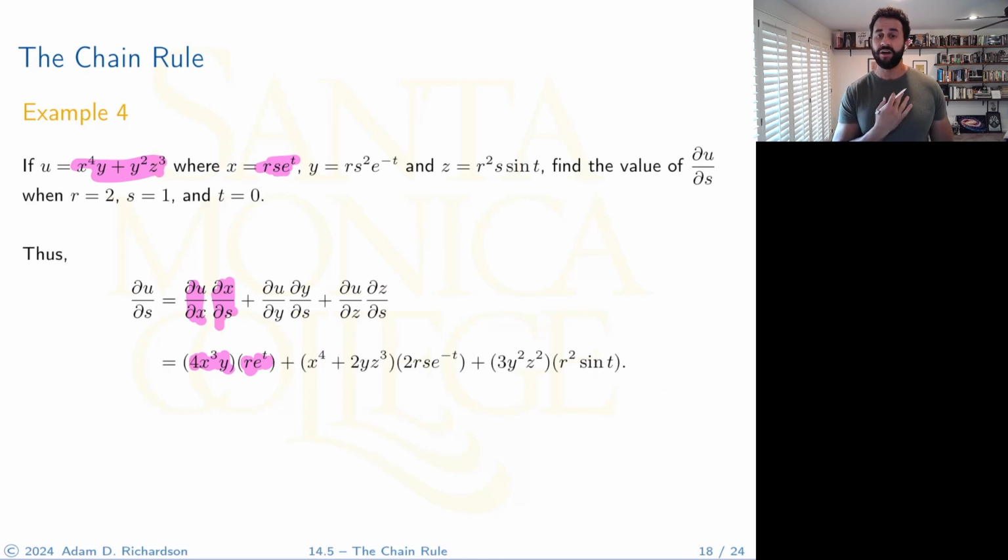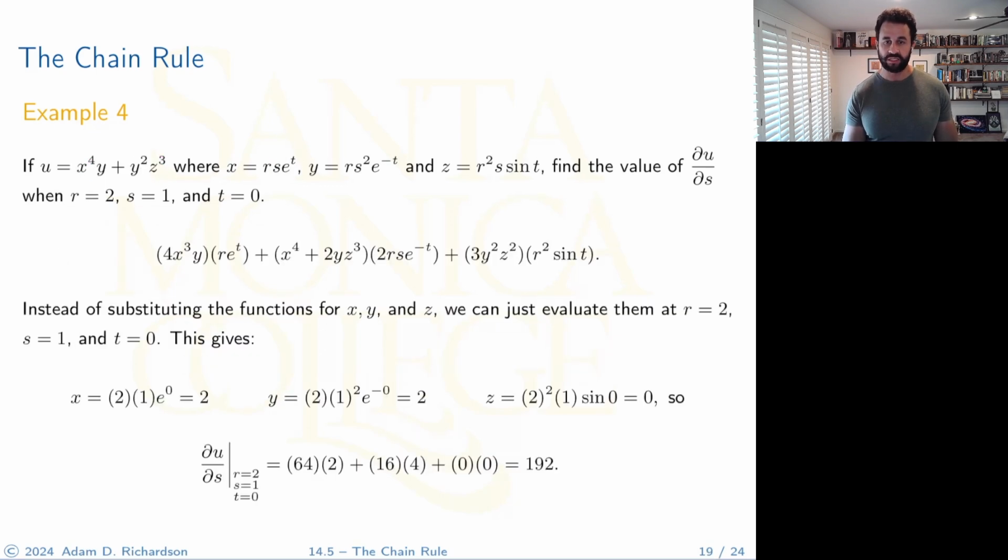Okay, now here's the thing. We have actually been asked to evaluate this partial derivative at this point, when r is 2, s is 1, and t is 0. So the good news is this. Instead of substituting back in all of the functions for x and y, literally like instead of taking this and plugging it in for x and this and plugging it in for y, don't do all that. Just evaluate these individual functions at the point and then use those numbers as a result. So don't do all the compositions. You can just do the individual evaluations and then multiply.